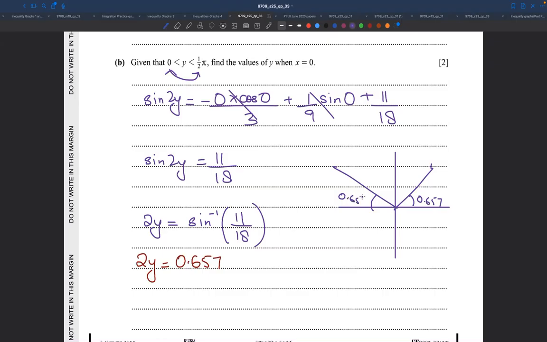And now when I find the value of y, so one of the answers will be 2y is equals to 0.657. And the other value would be pi minus 0.657, 2.484. And then finally you divide both of these answers by 2. So this answer will become 0.3285, so 0.329, and this will become 1.242 or 1.24 to three significant figures. And that's it.